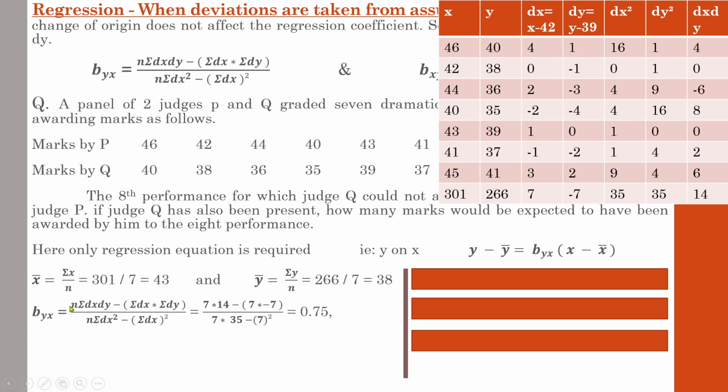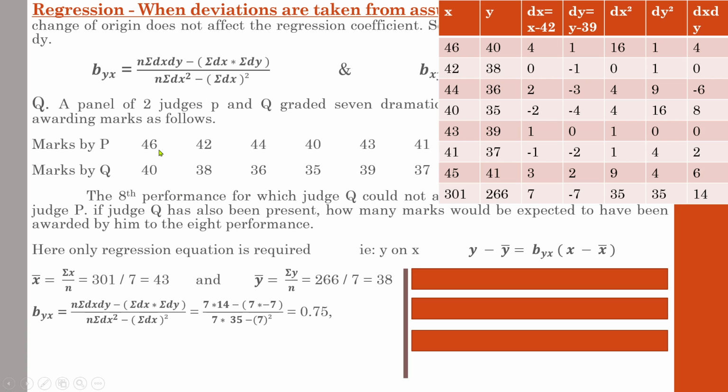byx equal to n sigma dx dy minus sigma dx into sigma dy, divided by n sigma dx square minus sigma dx the whole square. Just like the similar equation which we learned in the previous session, just add d before every x and y variable. And n sigma dx, n is already given as 7.